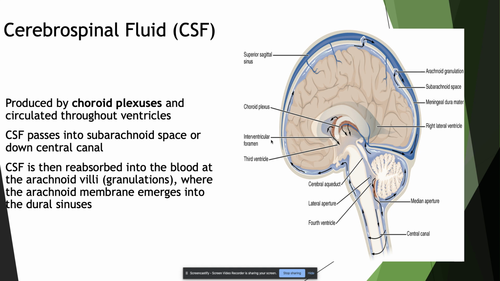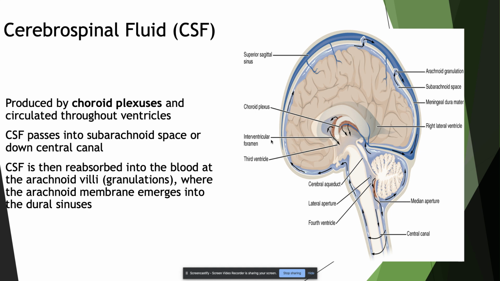and there are four ventricles. There are two lateral ventricles, the right and left, each within one of the cerebral hemispheres. The third ventricle is located in the diencephalon, and the fourth ventricle begins in the metencephalon and extends into the superior portion of the medulla oblongata. It then narrows and is continuous with the central canal of the spinal cord.